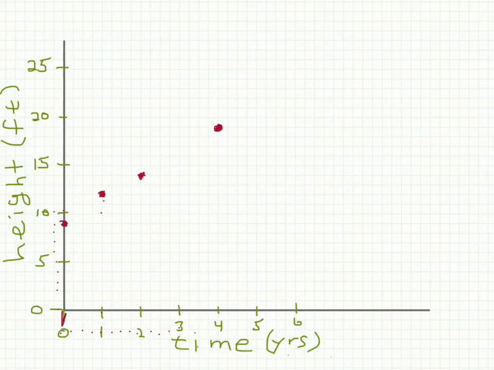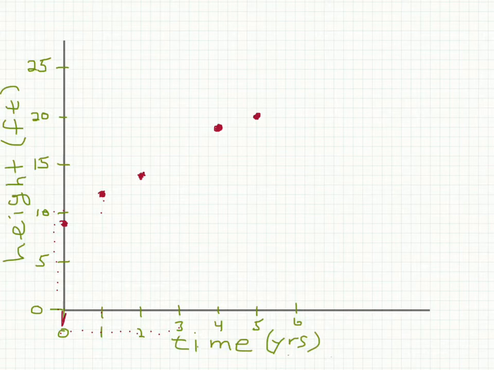We do have 1 more data point to put on here, 5, 20. So I'm going to come over to 5, and I'm going to move on up to 20 feet. So there are my 5 data points. So I've plotted my data points. I have my time values along my x-axis because that's my independent variable, and I have my height values up the y-axis because height is my dependent variable.